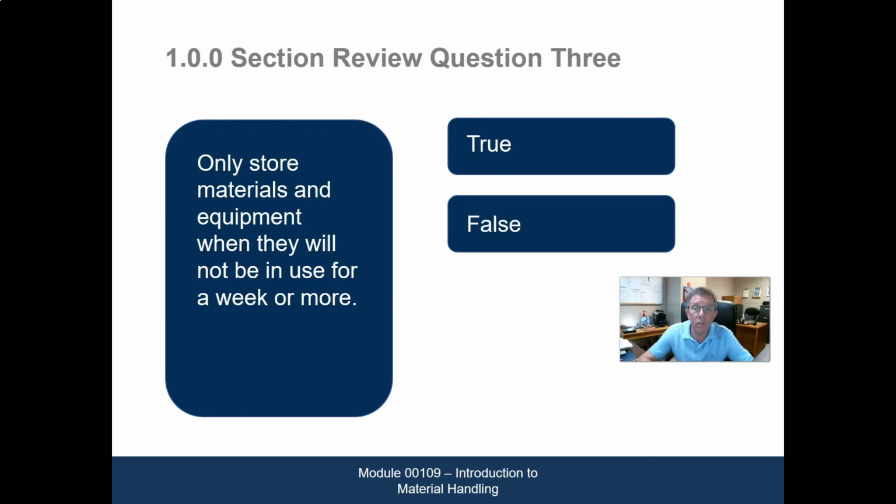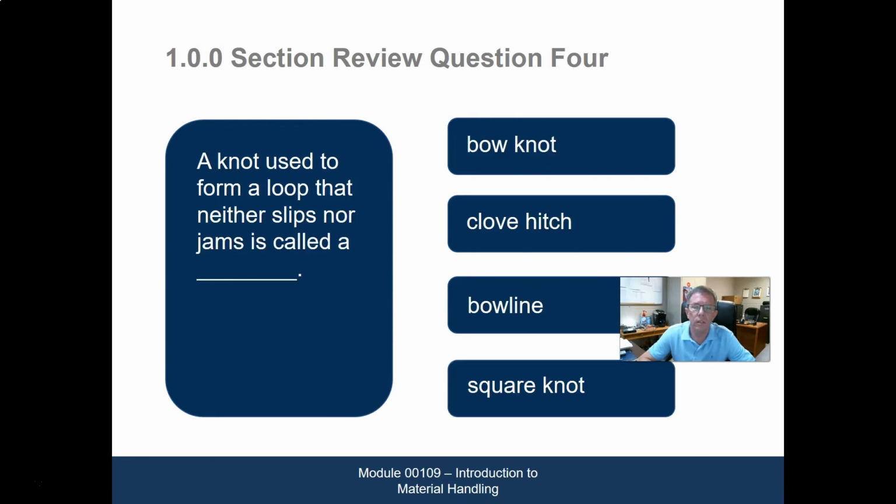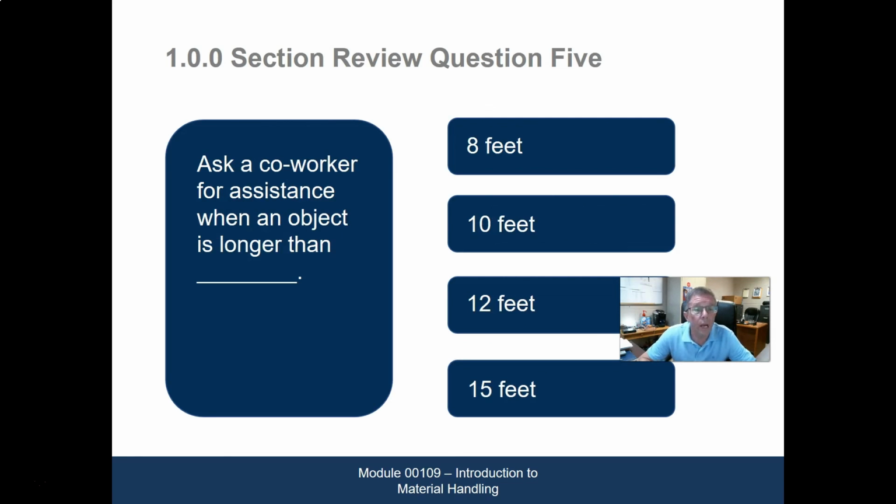Only store materials and equipment when they will not be in use for a week or more. I'm going to say false. A knot used to form a loop that neither slips nor jams is called a bow knot, clove hitch, bowline, or a square knot. That would be a bowline. Ask a coworker for assistance when an object is longer than 8 feet, 10 feet, 12 feet, 15 feet.